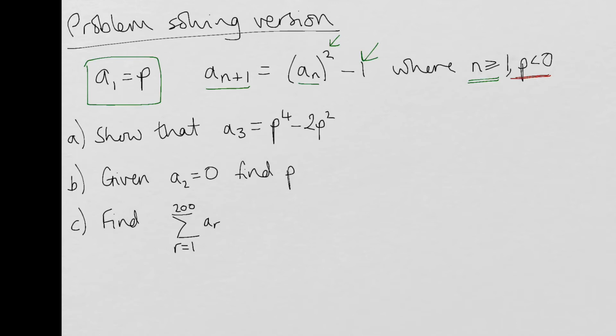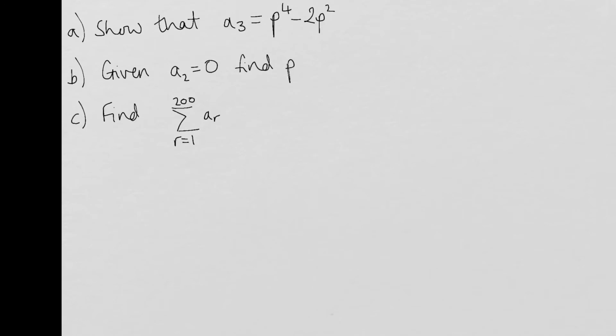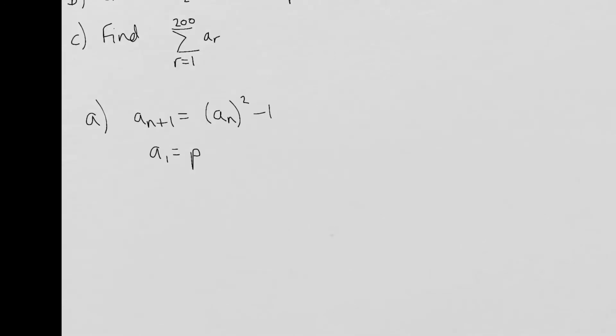So question A, show that A3, so that would be the third term in this recurrence relation, is equivalent to P to the power of 4 minus 2P squared. So let's have a look at that to begin with. So I've just written out some information here that I know I'm going to need to use. So the recurrence relation and the first term. So let's have a look at what the second term would be.